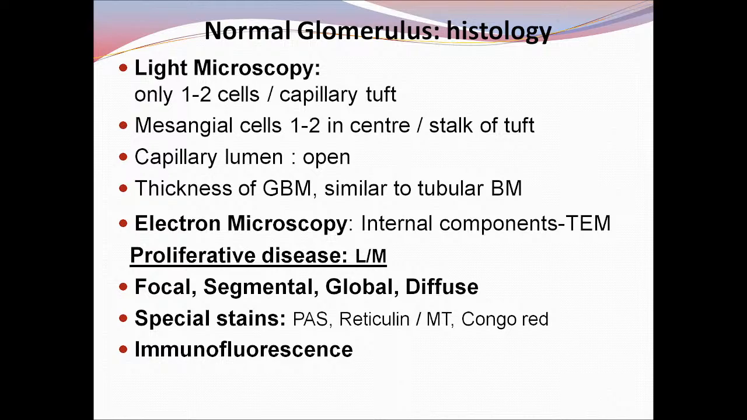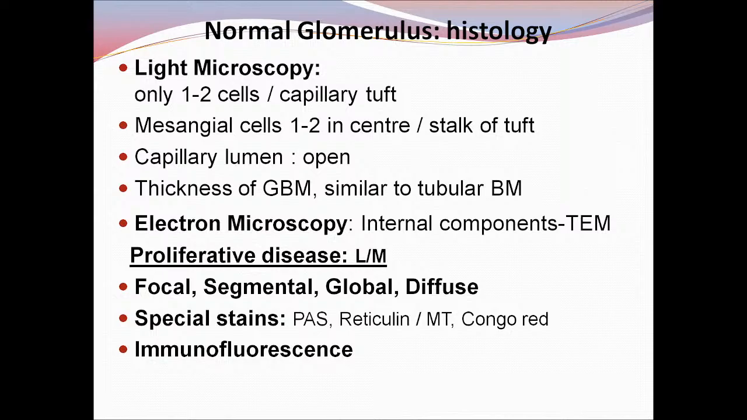Normally the capillary lumen will be open. When we assess the glomerular basement membrane, we have to compare it with the thickness of the tubular basement membrane seen adjacent to the glomerulus. So whenever we say there is thickening of the glomerular basement membrane, we are comparing and contrasting with the adjacent tubular basement membrane. That is how we report.